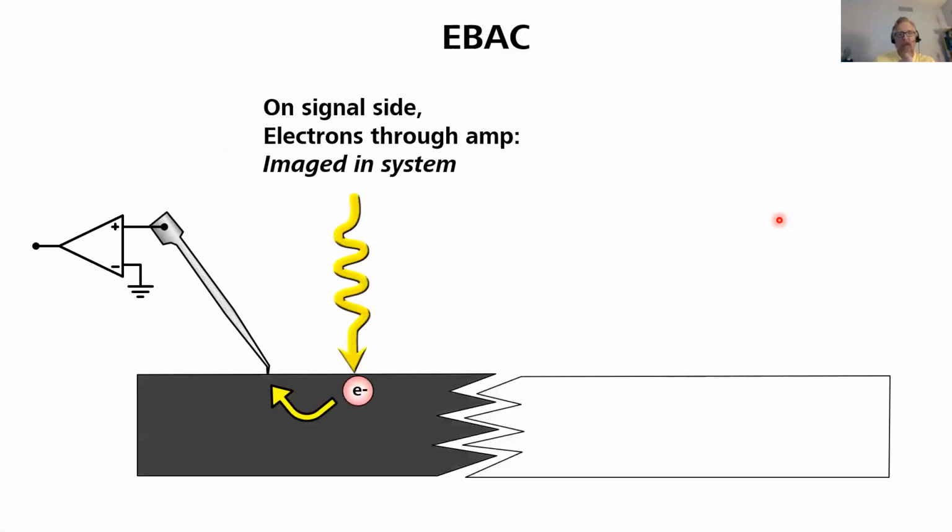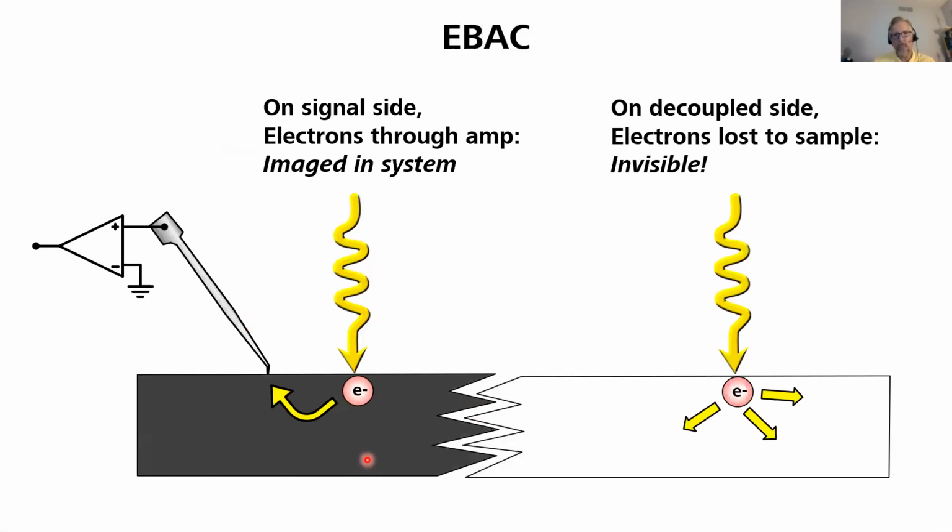When we scan the sample with an electron beam, on the signal side, on this half of the defect, the electrons that are introduced to the sample or liberated from the sample, inside the sample, will be imaged in the system. That can be recorded in the system as a black or dark area. Whereas on the decoupled side, on the other side of the break, the electrons are lost to the sample and it's essentially invisible as far as the imaging system is concerned.